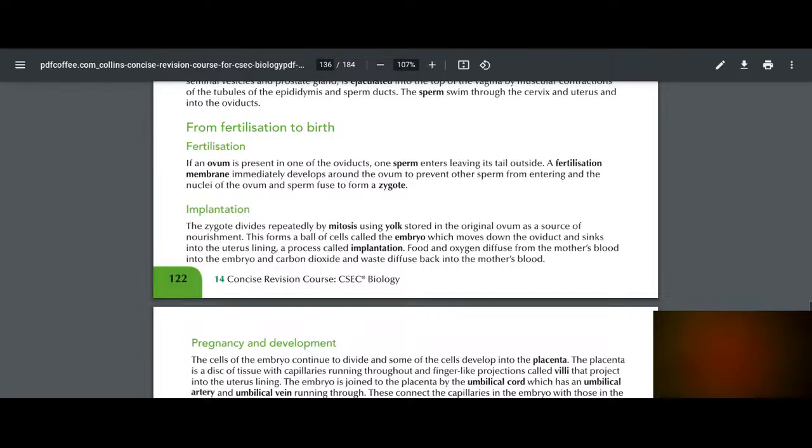This is called implantation. So what happens first is that the zygote divides by mitosis, using the yolk stored in the original ovum as a source of nourishment. Then a ball of cells called the embryo moves down the oviduct and sinks into the uterus lining, and this is implantation. In other words, implantation is when the ball of cells formed, called the embryo, moves down the oviduct and sinks into the uterus lining.